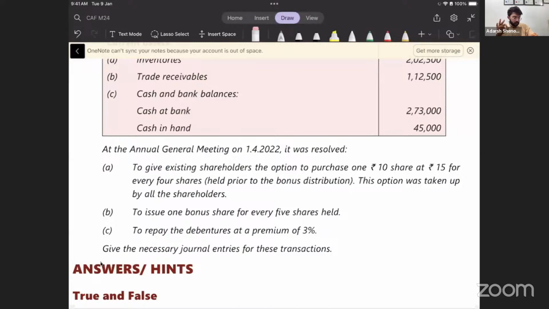Bonus issue, right issue, redemption of preference shares, and redemption of debentures. 100% of the illustration questions we've done. We've done some practice questions as well. Some questions have been given to you as homework. So that is the end of company accounts. Practice all of this properly from the exam point of view.